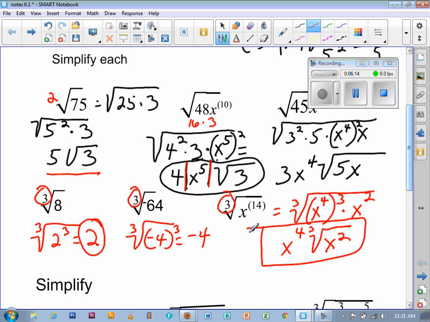So it's very similar to square roots. You just have to basically think in terms of cube roots.